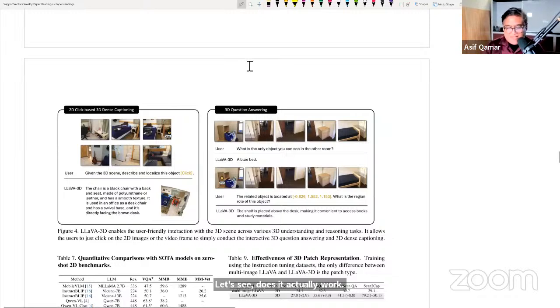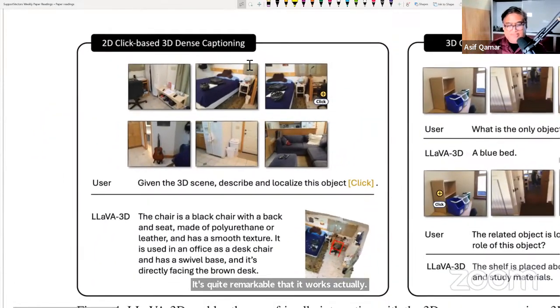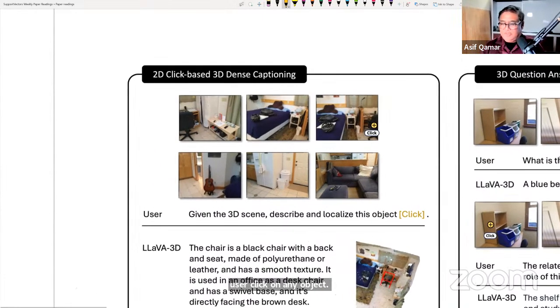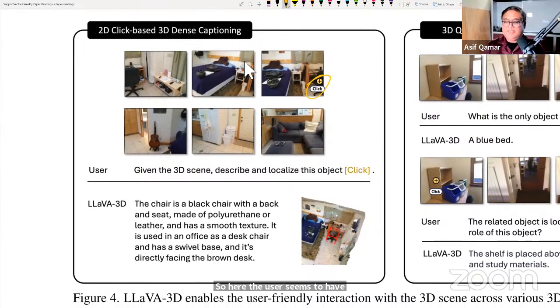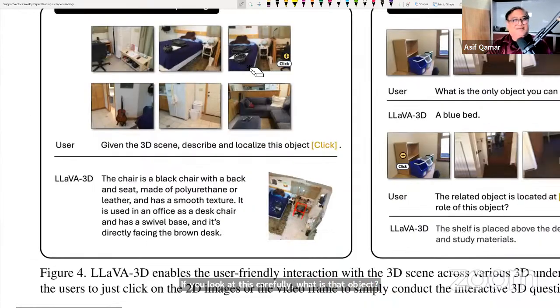It's quite remarkable that it works, actually. Let's look at this. I hope this image is visible. You give it this group of pictures, and usually in the demo, they let the user click on any object. Here the user seems to have clicked on this object. What is that object? You'll have to stare quite a bit, but it's basically a black chair, right?